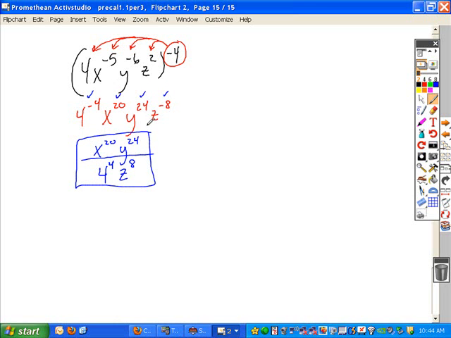So this is where you could leave it. If you wanted to simplify the 4 to the 4th, you could. The simplified form is 256. You don't have to know that. You could leave it in this form, but these would be the two acceptable forms of this problem.